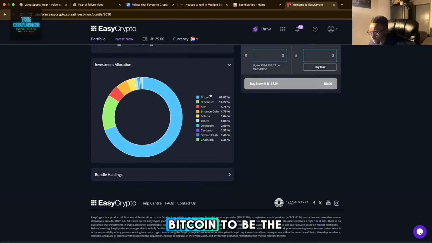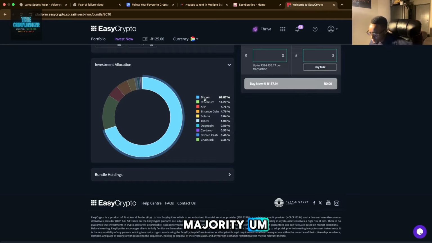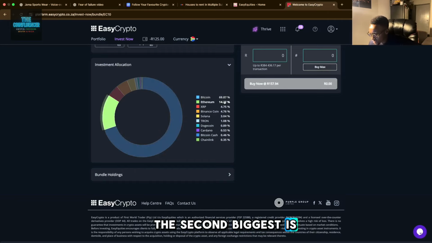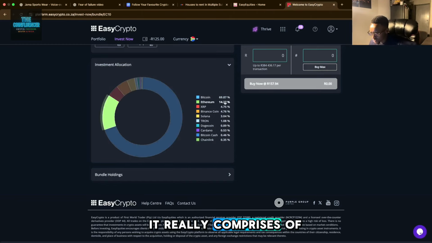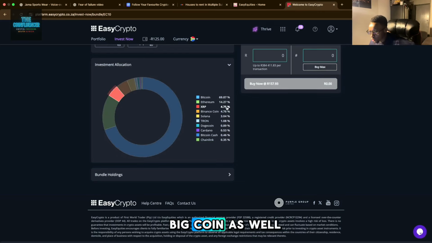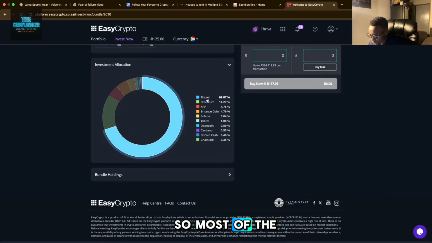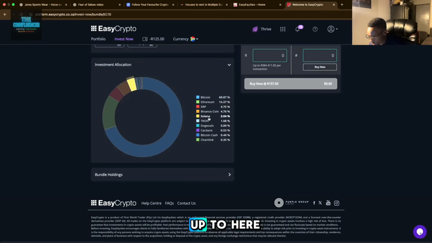So here they chose Bitcoin to be the majority stock, right? So here you can see, and then Ethereum, the second biggest, is 14%. So this ETF really comprises these two, right? And then there's like 4% XRP, which is still a big coin as well. So most of the top coins here, all the way up to here, are pretty much as secure as they can be in crypto, right?